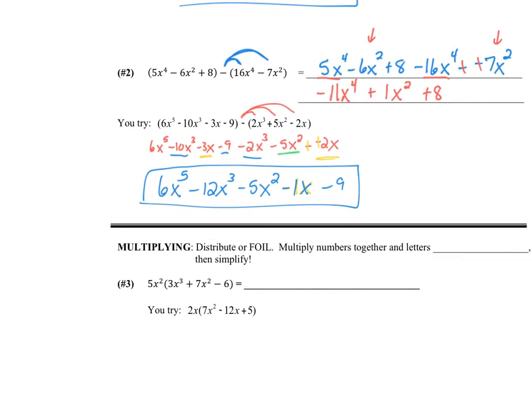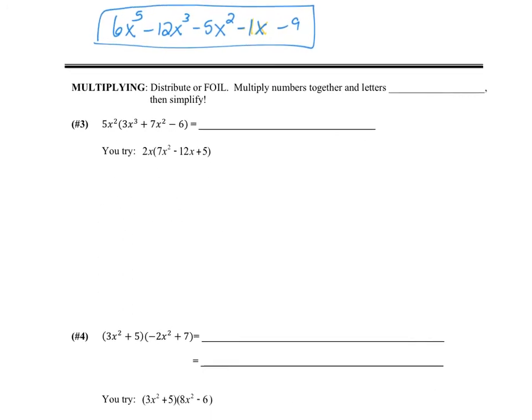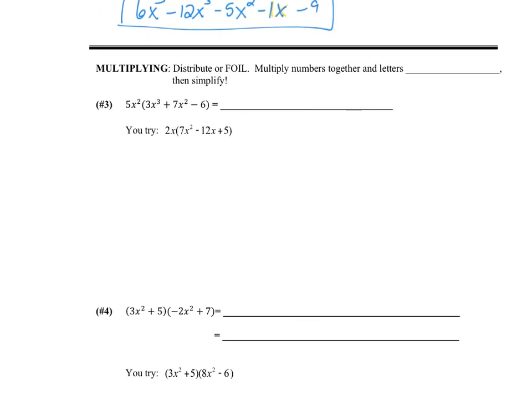All right, multiplying. There's a couple different multiplication problems we're going to see. The first one is just distributing. So multiplying is distribute or FOIL. Multiply numbers together and letters together. And then we simplify. So the first one here, we're just distributing 5x squared times 3x to the third.